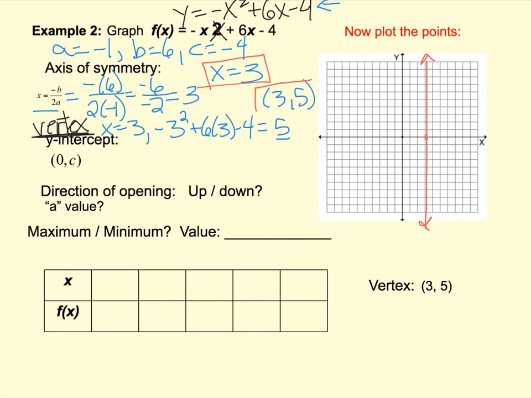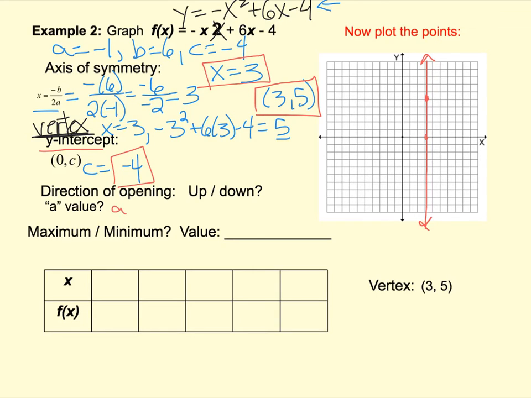And remember, the x in your axis of symmetry and the x in your vertex are always going to be the same. In this case, 3 and 3. So I'm going to plot our vertex. I'm going to go over 3 and up 1, 2, 3, 4, 5. So my vertex is going to be right there. Okay, y-intercept, our c equals negative 4. So that's our y-intercept. Our y-intercept is going to be negative 4.